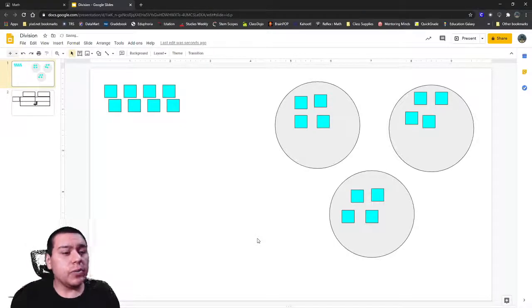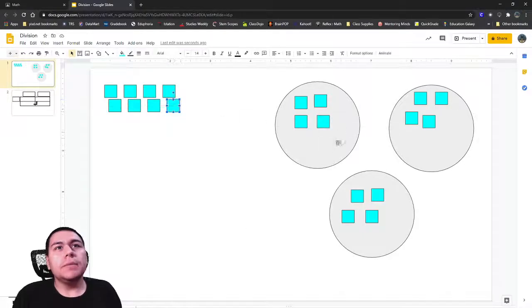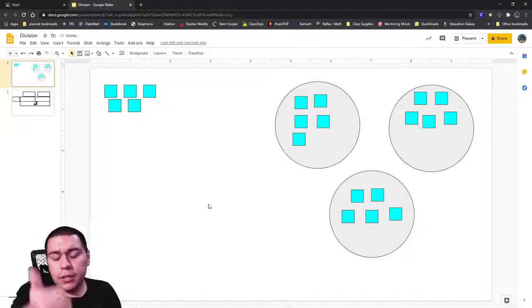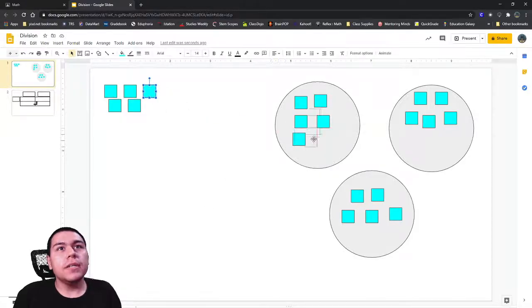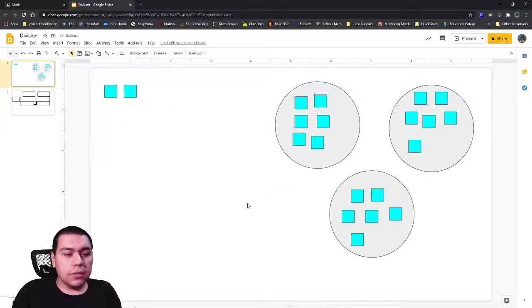Thumbs up, thumbs down. Do I have enough to give each group 5? Still got some. 5, 5, 5. Thumbs up, thumbs down. Do I have enough for 6? Got enough. 6, 6, 6. Thumbs up, thumbs down. Do I have enough to give each group 7?